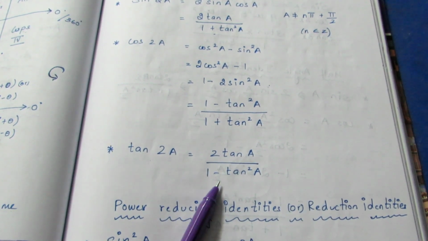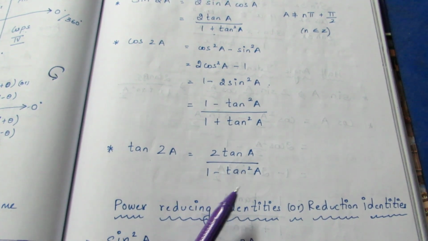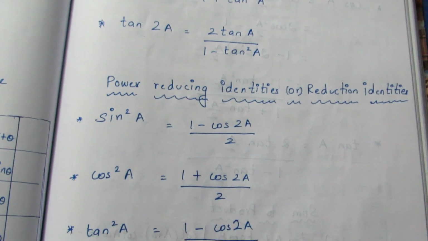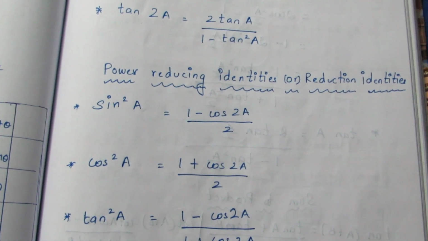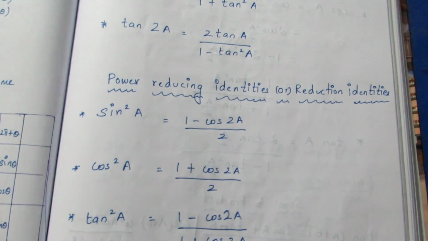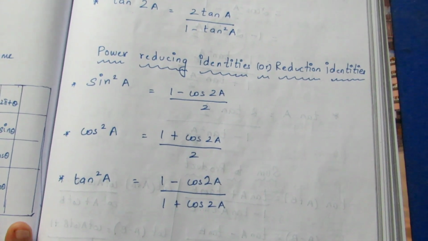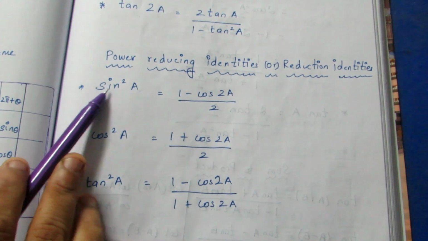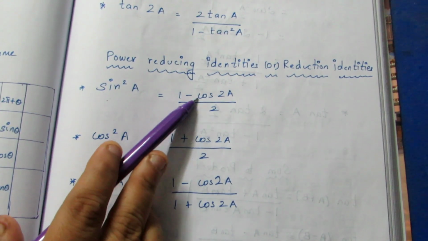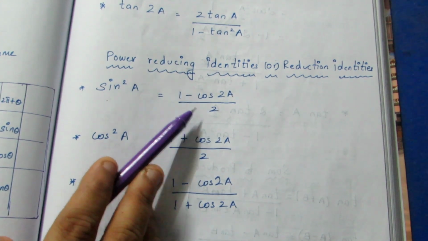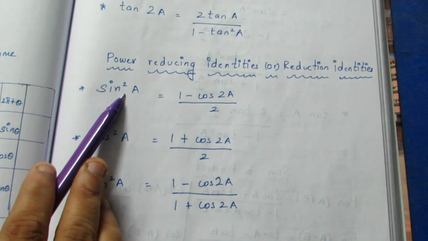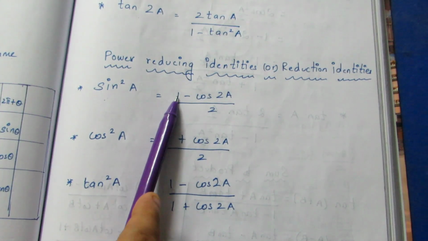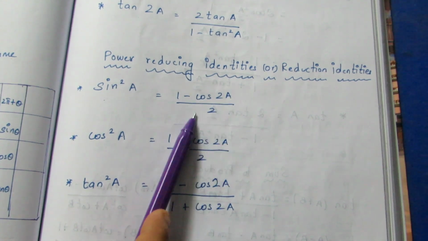There is no separate heading for you in the reader, but I have given you a correct heading for each and every formula. Now this is called a power reducing identity or a reduction identity. Power reducing means we are removing the square. So sin square a can be written as 1 minus cos 2a by 2. We know that sin square a equals 1 minus cos square a, but here it is the power reducing form, so 1 minus cos 2a by 2.